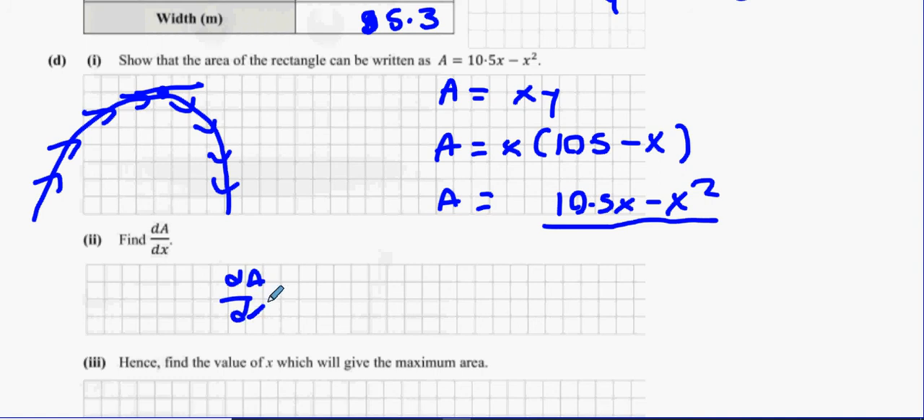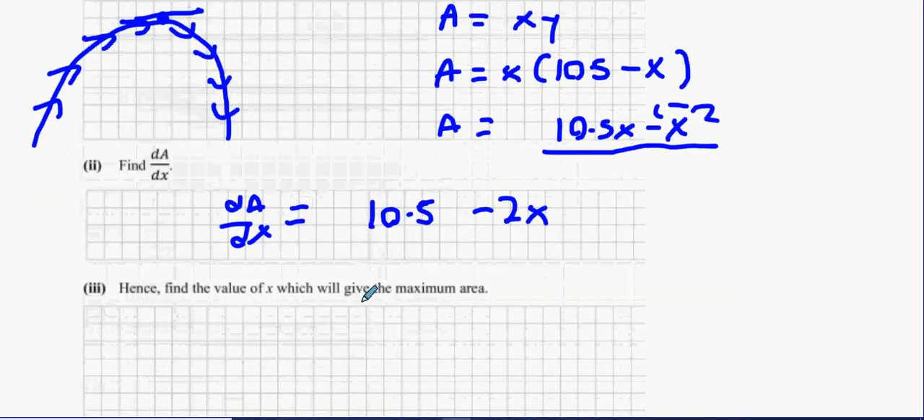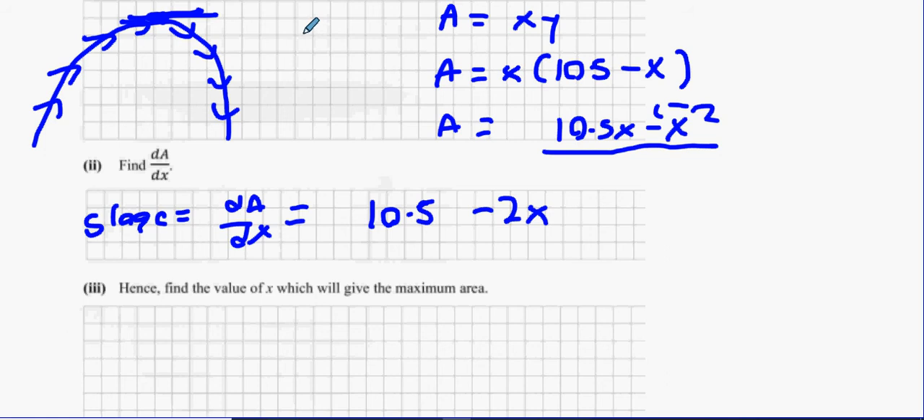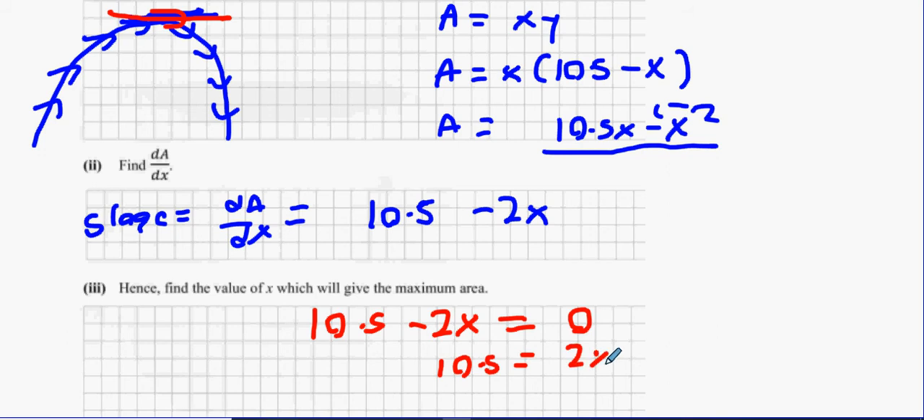Yeah, 10.5 take away 2x. Bring the 2 to the front, take it away. Now, if you're at the maximum, what's your slope? If you're at the very top, what's your slope? We said it a second ago. If you're at the very top, you're going directly to the right, so your slope is 0. So this means your first derivative will equal 0 when you're at the top. And then we're going to get 10.5 equals 2x, and then x equals 5.25.